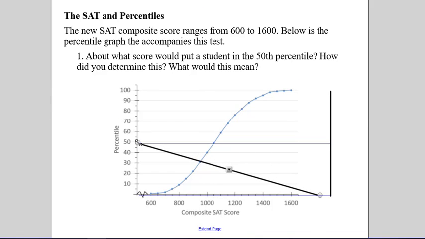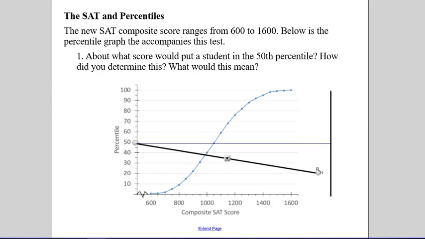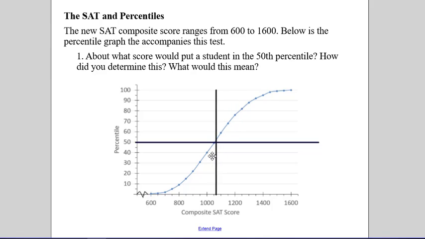So if I think about going from the 50th percentile and across, and I can get that lined up, then I can use my vertical bar here to help me get it lined right there where it crosses the graph. I can see that I am hitting right at this point right here. So I have to think about, well, what is that? I'm going from 1000 to 1200. This would make the middle one 1100, which would mean that right there where it hits should be about a score of 1050.